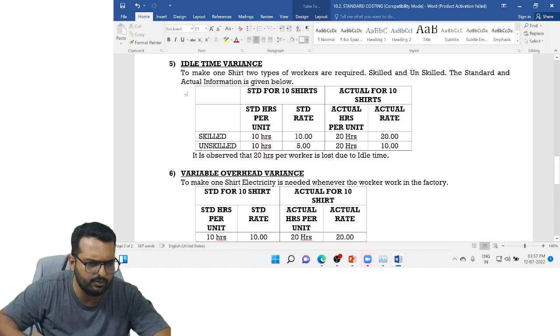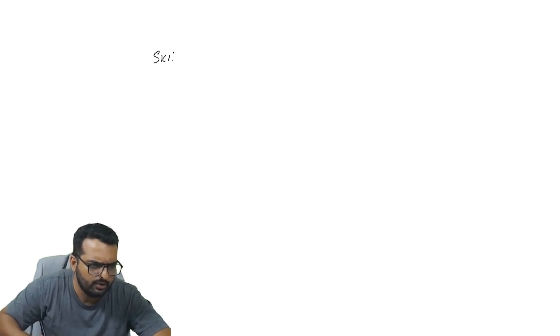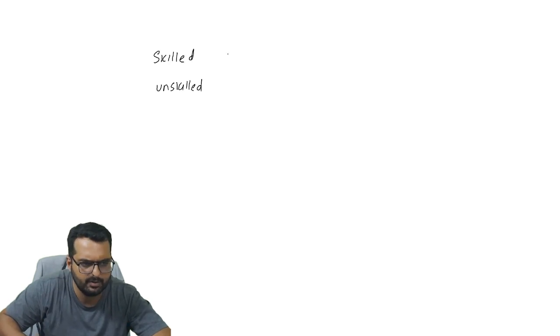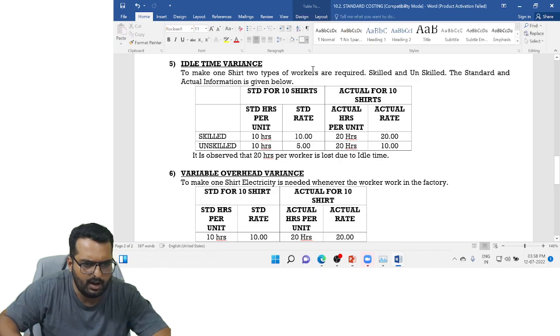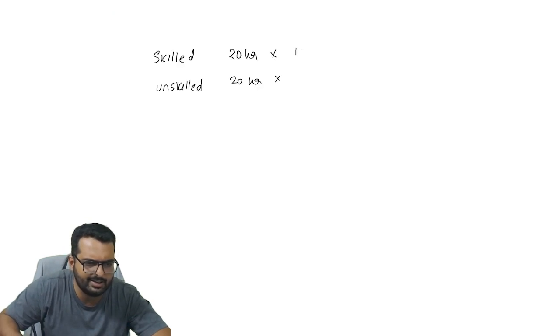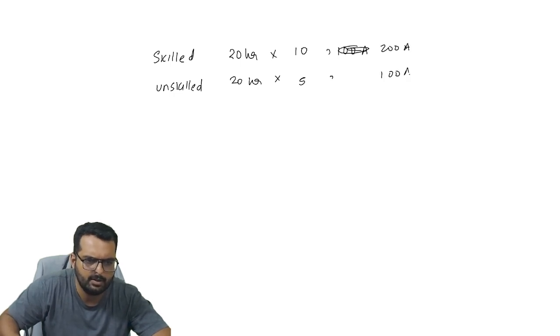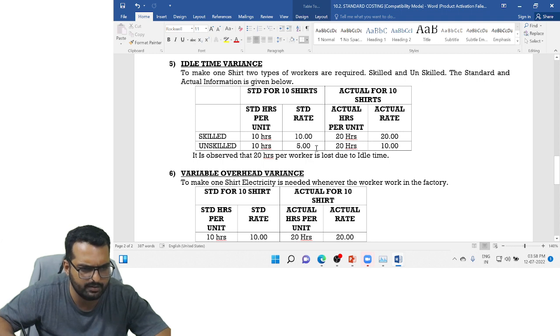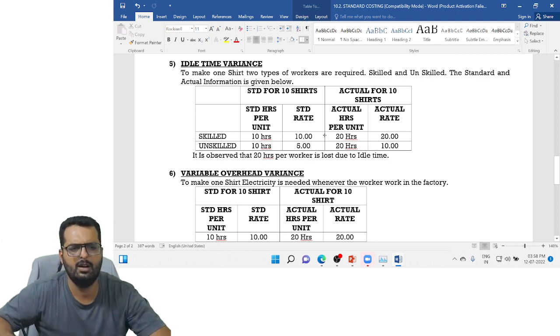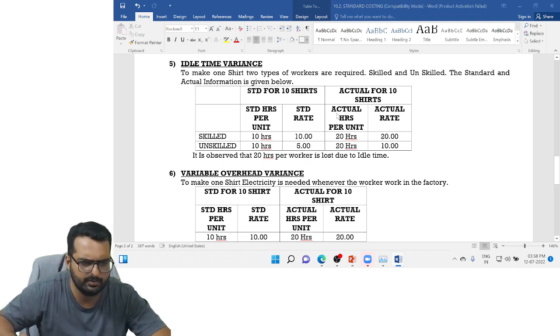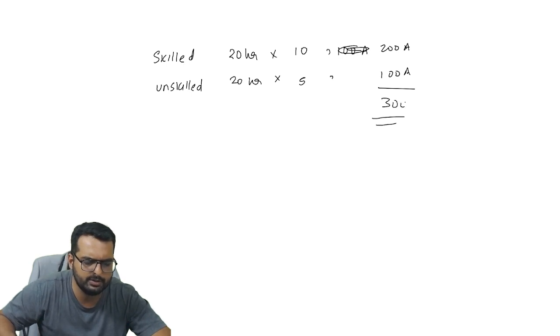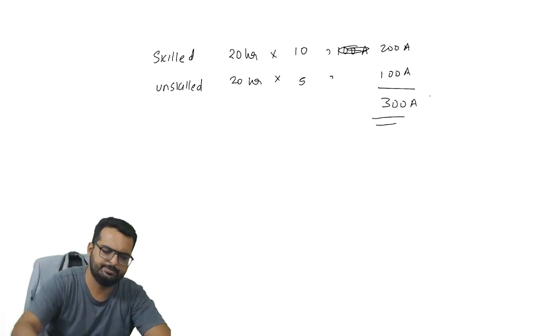They have told 20 hours per worker is lost, right? So we have a skilled worker and we have an unskilled worker. 20 hours skilled worker, 20 hours unskilled worker, and the standard rate is 10 and 5. So 100 adverse, sorry, not 100, 200 adverse per worker, right? How many workers are there in total? I think only one worker is there, correct? All right. So the total will be how much? 300 adverse.